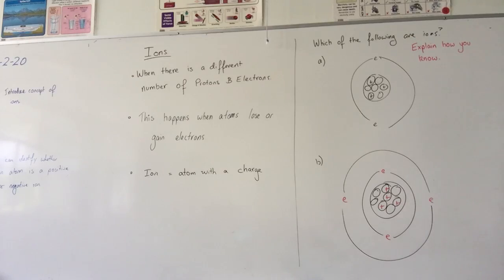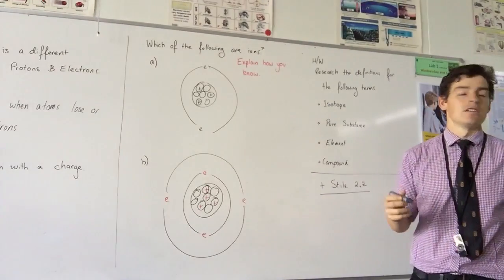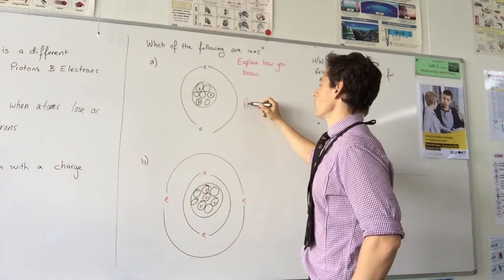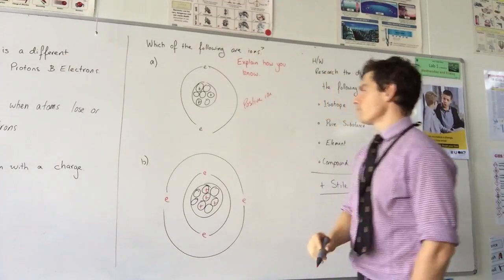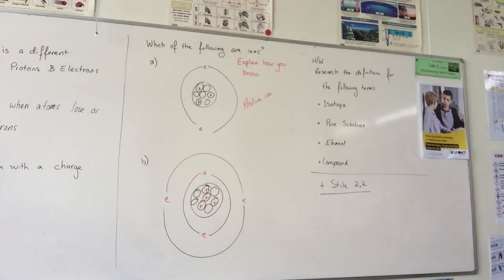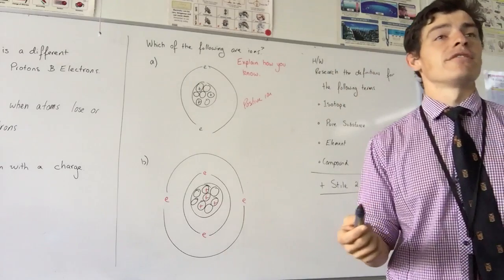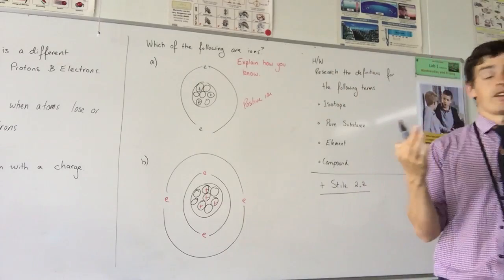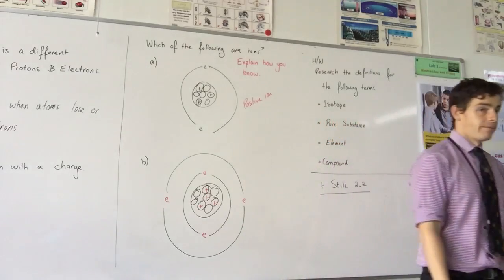Which of the following are ions? A. A? How do you know that? Because there are more protons than electrons. So what type of ion would that be? This is a positive ion. Very good. So it's lost an electron. How many should it have? 3. What about the one down here? Is that an ion? No.